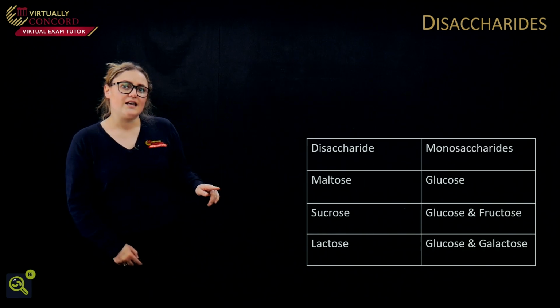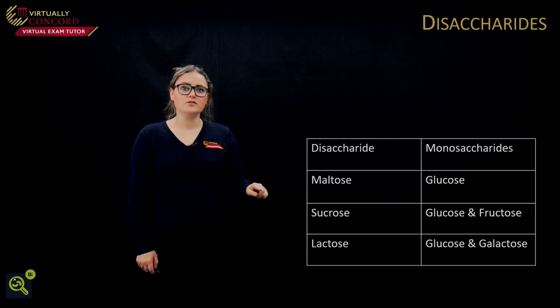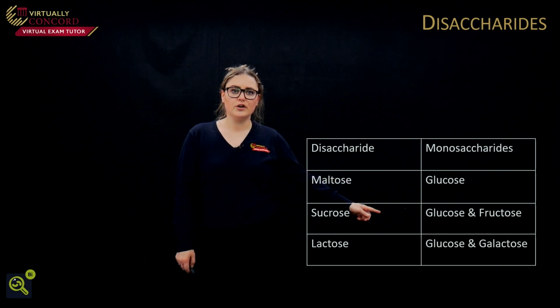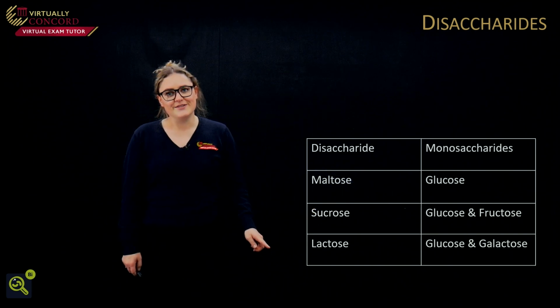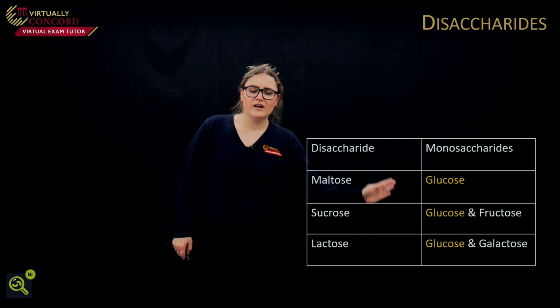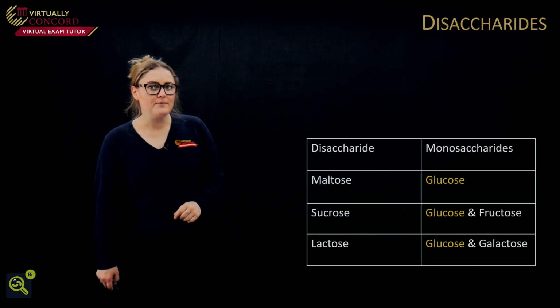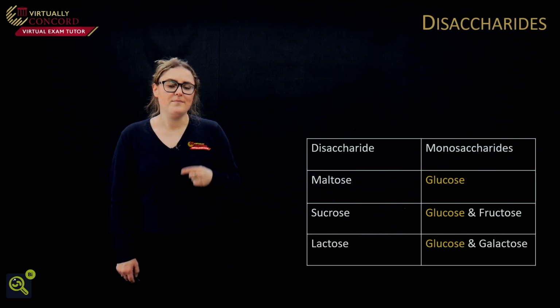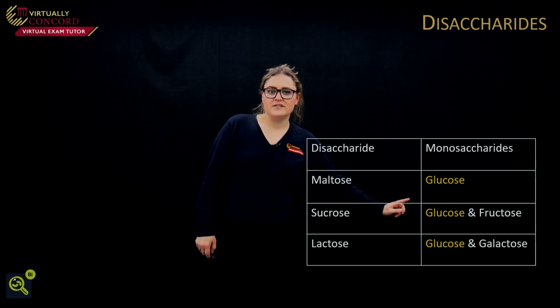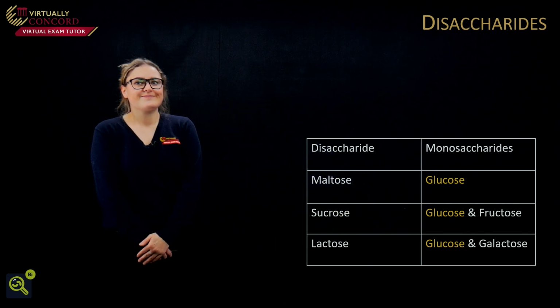Now let's have a look in this table just so we can compare. We've got maltose made up of two molecules of glucose, sucrose made up of a molecule of glucose and fructose, and lactose made up of a molecule of glucose and galactose. Now, it's really clear here, all three of them have a molecule of glucose in their mix. So the others that you really just need to remember is which has fructose and which has galactose.